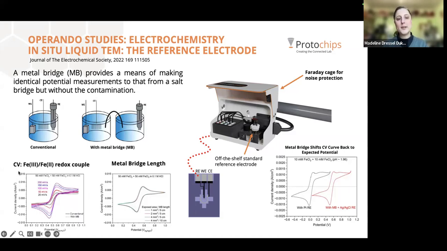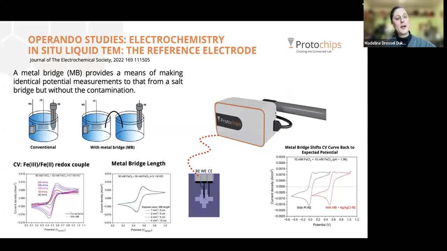This is some results showing that the metal bridge works, it gives you the same results as the conventional setup on the bench top, and that the length of this metal bridge, because remember, the holder is in the microscope, the metal bridge has to go all the way out of the microscope, is not affecting the electrochemical results. And so this is an example of without the metal bridge, and with the metal bridge, everything shifts over, in this case, to where it needs to be with reference to a silver chloride electrode.